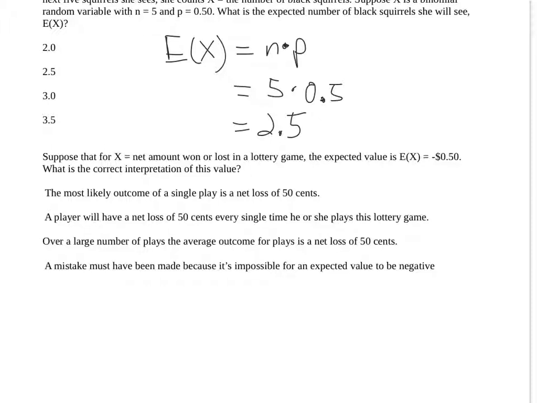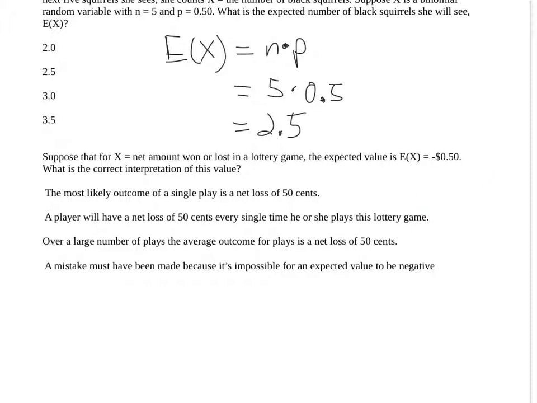Alright. So, let's clear out the low-hanging fruit here. A mistake must have been made because it's impossible for an expected value to be negative. That one's wrong. That's just incorrect. It can absolutely be negative. In fact, this is how lotteries and casinos make their money. They have a negative expected value for the players. So the casino might make only a few cents every time somebody plays, or a few cents on the dollar. But it adds up, right? Expected value can absolutely be negative.